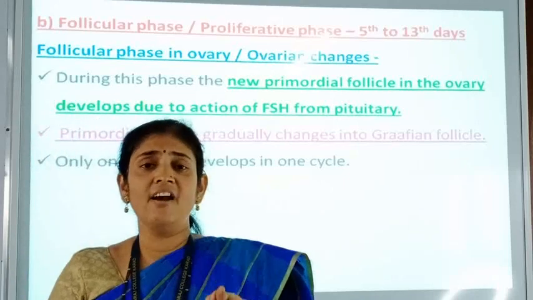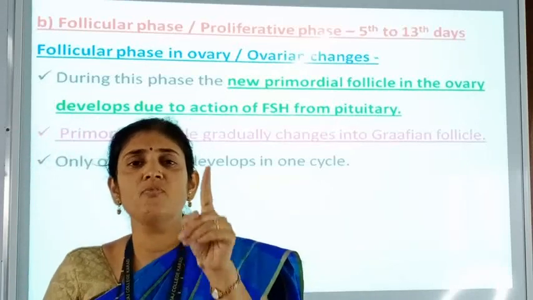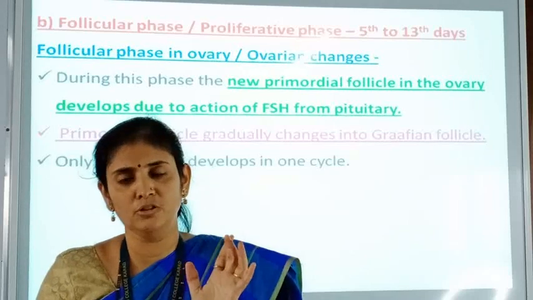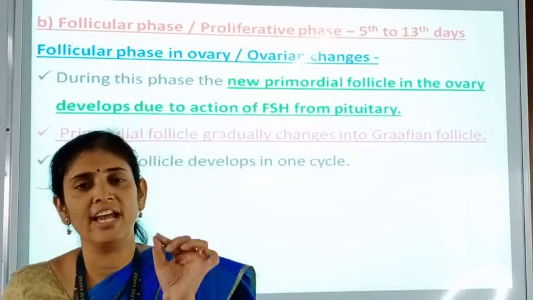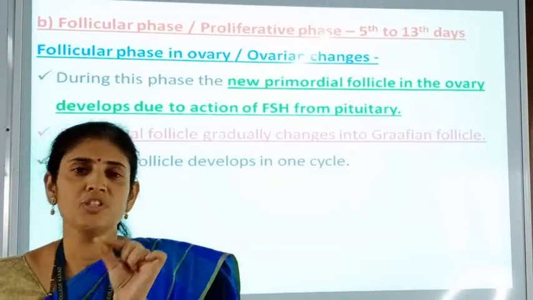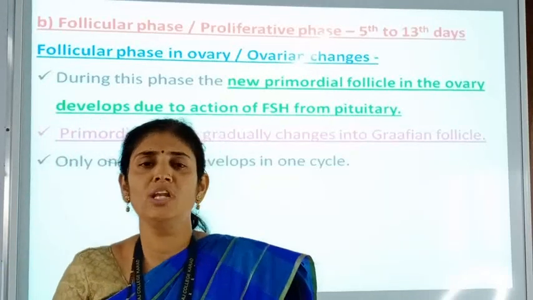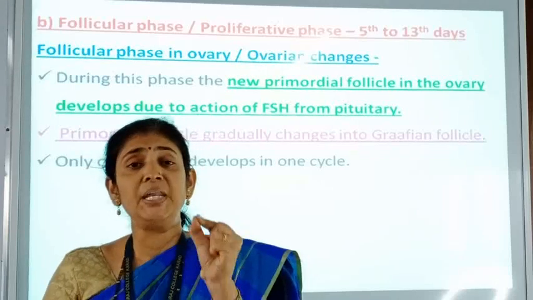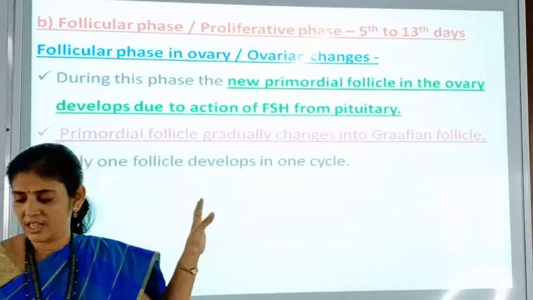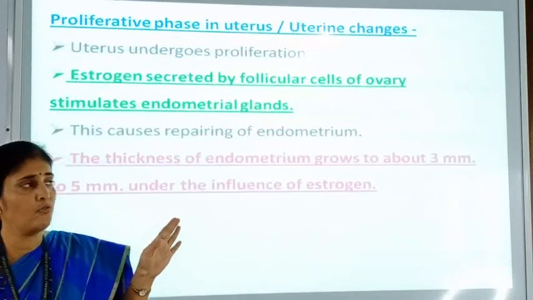Means एका वेळेला एका ओव्हरी मधून एकच फॉलिकल डेव्हलप होत असतो आणि एकच मॅच्युअर ग्राफियन फॉलिकल तयार होत असतो. हे इथे लक्षात ठेवायचं आहे. आणि ती ॲक्शन कुठल्या हॉर्मोनची होते, फॉलिकल स्टिम्युलेटिंग हॉर्मोन वर, which is called as a gonadotropic hormone secreted by the anterior pituitary gland. That you have to remember for this point. So this is the first phase that is follicular phase.